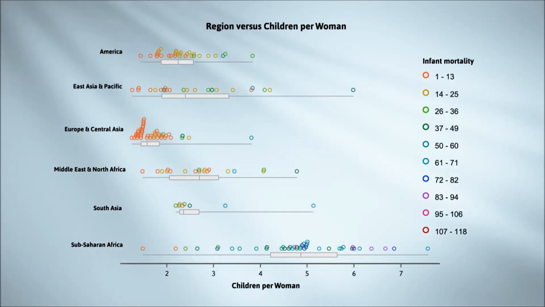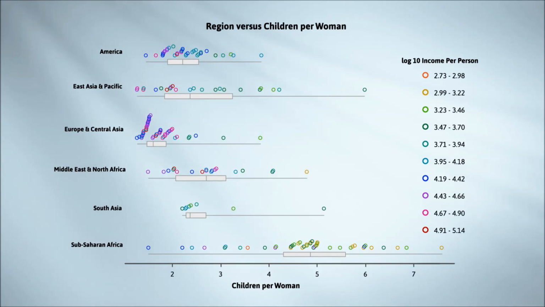Next, I've coloured by infant mortality. The countries towards the left are the low infant mortality oranges, while those out to the right tend to be the high infant mortality greens and blues. There are very few purples. So high numbers of children per woman are associated with high infant mortalities.